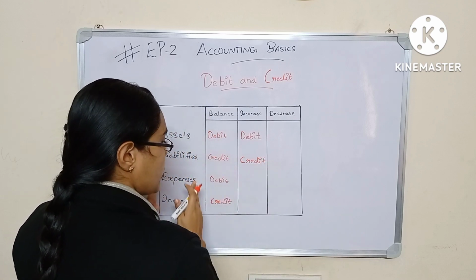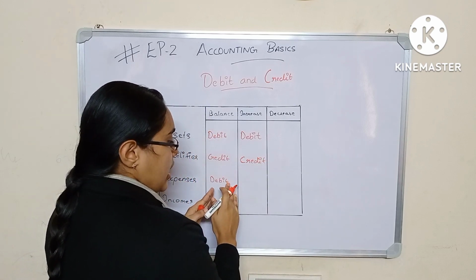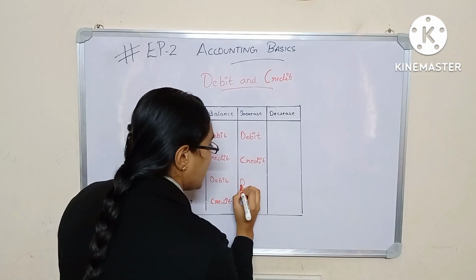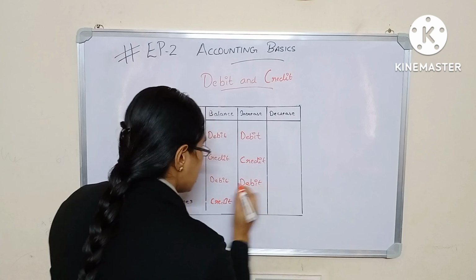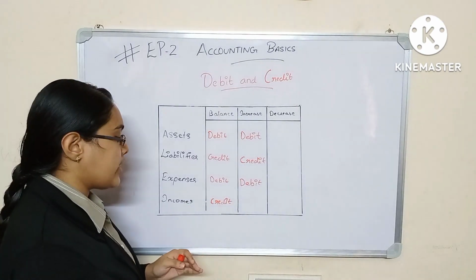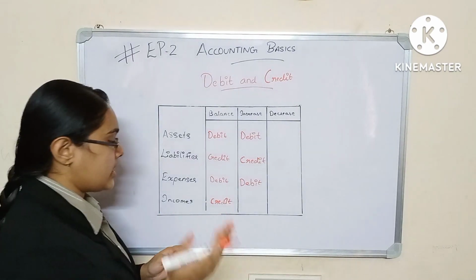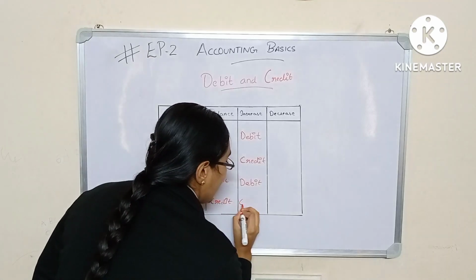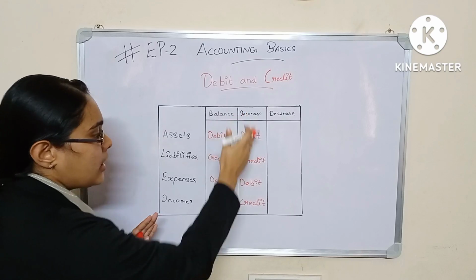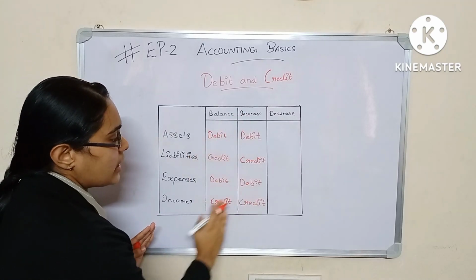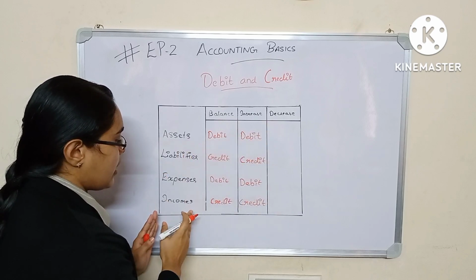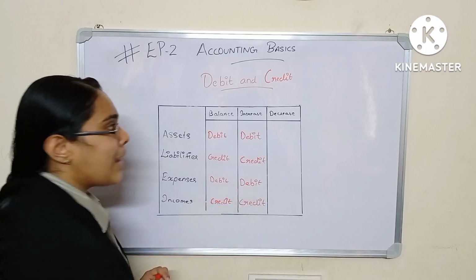Then expenses. For expenses we have a debit balance, and when you want to increase your expenses, you will give debit itself. Same in the case of incomes. You have seen the nominal account rule, right? Incomes are credited. Credit all incomes and gains. So you will credit it. So you have an increase. You can see that both the columns are the same. The balance is the same: when the value of accounts increases, you give the same balance.